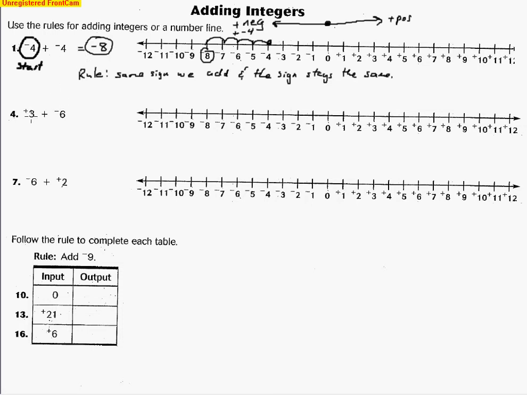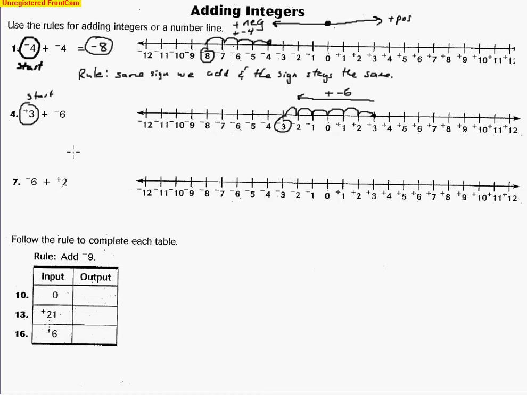Here we have a different scenario. Here we're starting at +3. This is our starting point. We start at +3, so this time we're way over here on the positive side. But again, we are adding negatives. So just as I had done before, adding negatives means we need to go in that negative direction. How many spaces? It tells us we're adding -6. So we're going in this direction 6 spaces. Let's count it. 1, 2, 3, 4, 5, 6. There it is. -3. That's our answer.